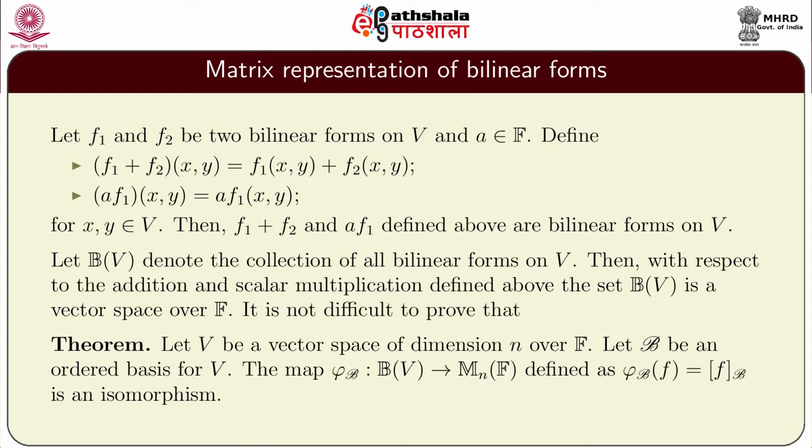Now let F1 and F2 be two bilinear forms on V, and let a be a scalar. Let us define these operations F1 plus F2 and a F1 given by F1 plus F2 of xy is F1 xy plus F2 xy, and a F1 of xy is a times F1 xy for x, y in V, and it is clear that F1 plus F2 and a F1 both are in fact bilinear forms on V.